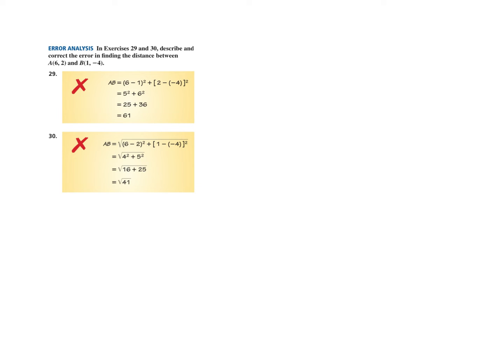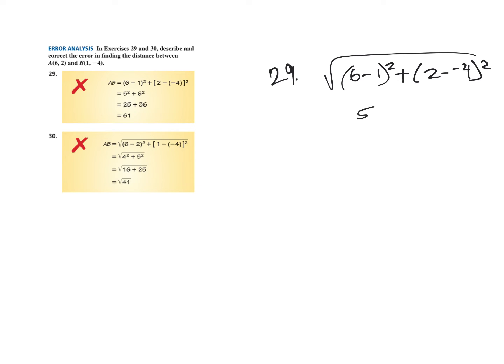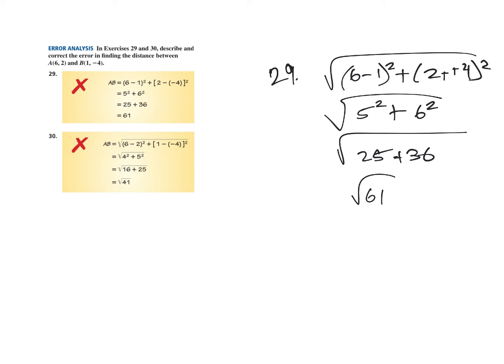Let's do the problem first. Describe and correct the error in finding the distance between these 2 points. All right, so let's find the distance between them. 29. Let's do the correct thing first. So 6 minus 1 squared and 2 minus a negative 4 squared. 6 minus 1 is 5. Change. 2 plus 4 is 6. Don't forget your radical. 25 plus 36 is 61. And that'd be the answer.